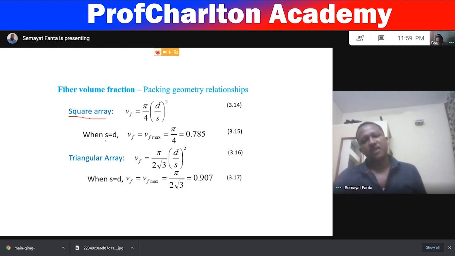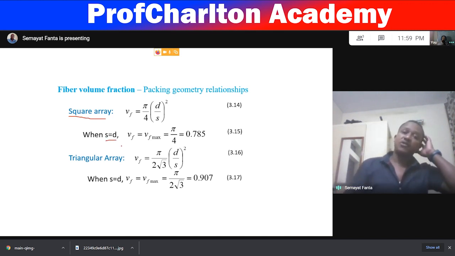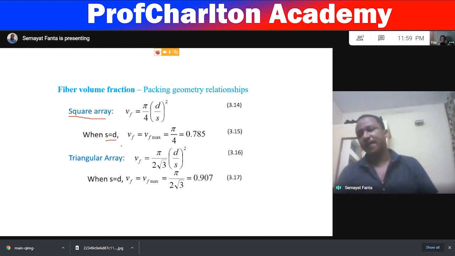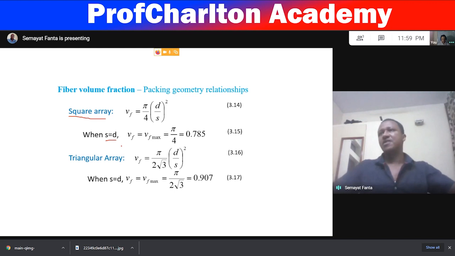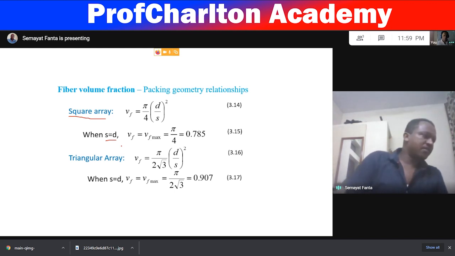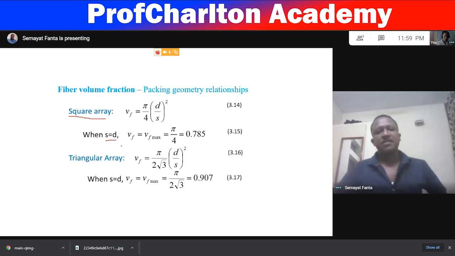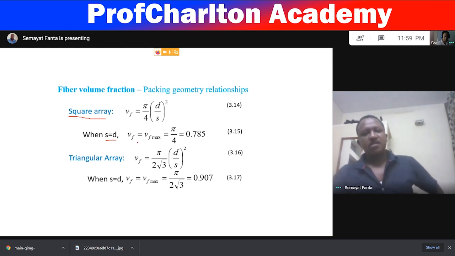So if S is equal to D, in actual case, the diameter of fiber should never be equal to the length of the matrix, but let it be. So if it is so, the volume fraction becomes 0.785. That means the fiber volume is bigger, means like this actually.